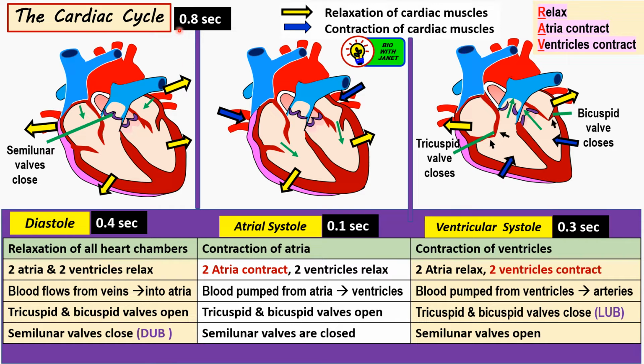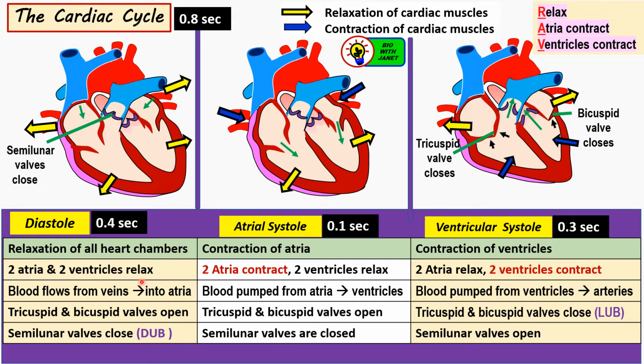Now let's talk about the cardiac cycle in more detail. The whole cycle is 0.8 seconds long, not even 1 second. And on the right hand side here, we see the summary from the previous slide. First, there's relaxation of all the heart chambers. Secondly, atria contract. And lastly, ventricles contract. So the acronym is RAV for the cardiac cycle. Now let's start with the relaxation of the heart chambers. This is also called diastole, and it's 0.4 seconds long.